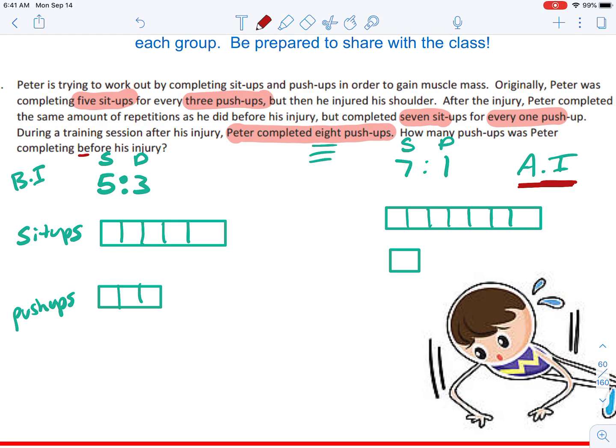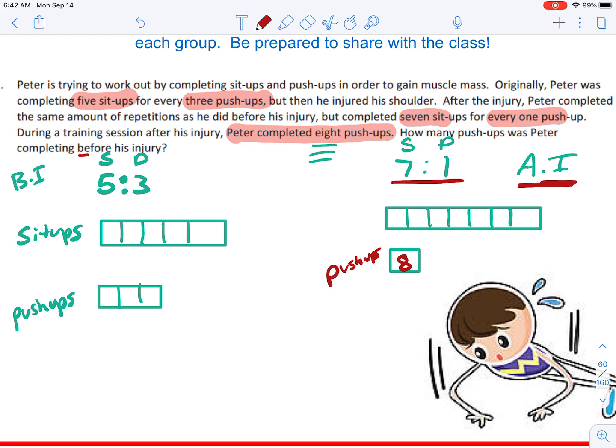Okay, so what we have to do is look at after the injury first. Our push-ups is here. It's the one with only 1 unit. So that has to be 8 because he completed 8 push-ups. The ratio was 7 to 1, but he completed 8 of them.